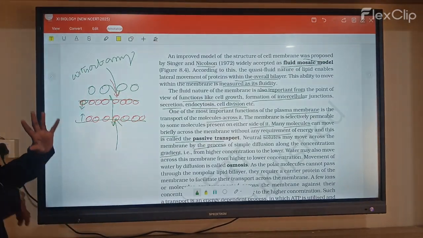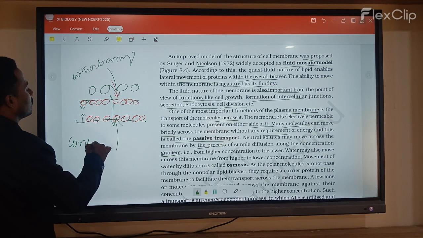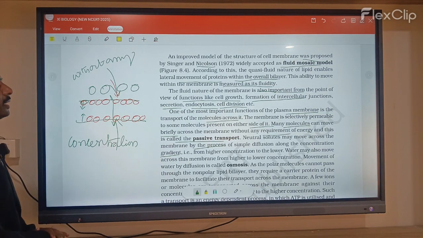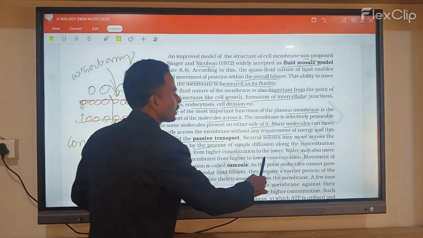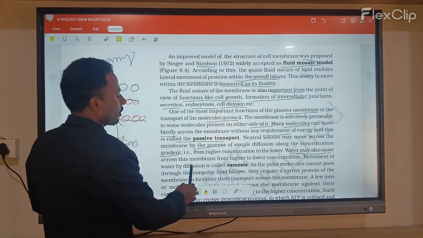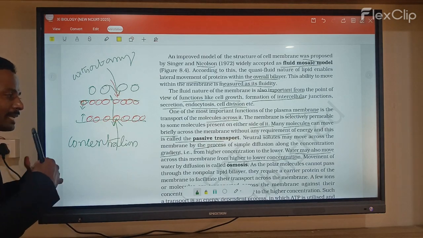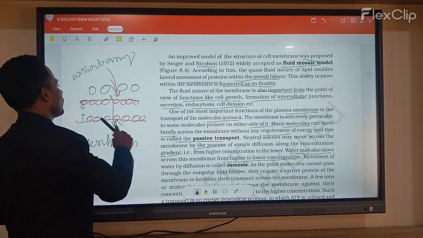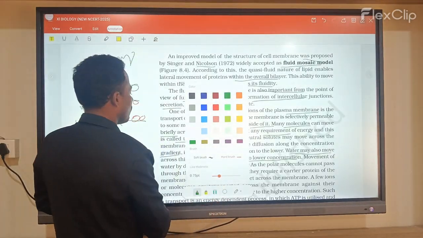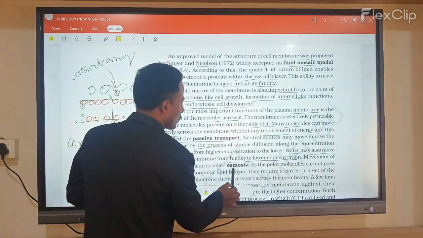So how do molecules move? They move based on the concentration gradient, from higher concentration to lower concentration. Water may also move across the membrane from high concentration to low concentration. So molecules as well as water get moved from high concentration to low concentration. The diffusion of water is called osmosis.